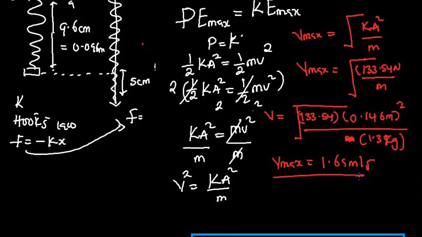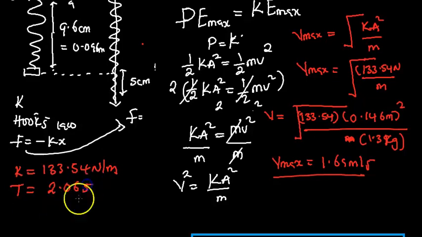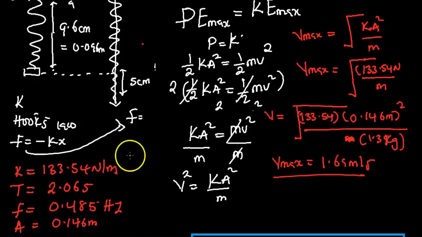So we can finally conclude and say our spring constant, which is k, is given to be 133.54 in Newton per meter. Our time period is given to be 2.06 in second, and the frequency is 0.485 in hertz. The last one, the amplitude A, is given to be 0.146 in meter. Then the maximum velocity is going to be 1.69 in meter per second. So this is it for this problem.